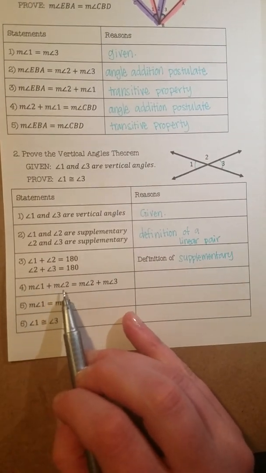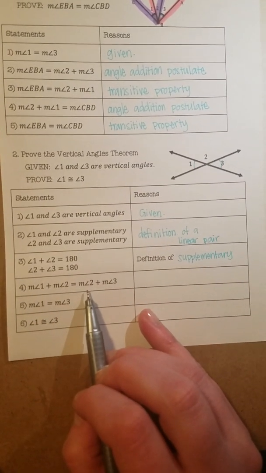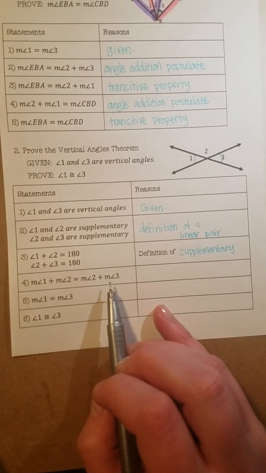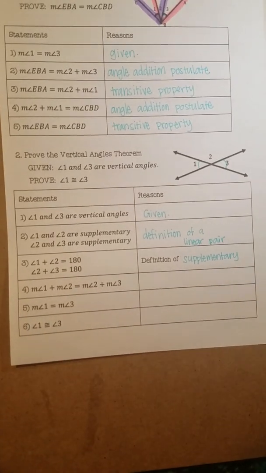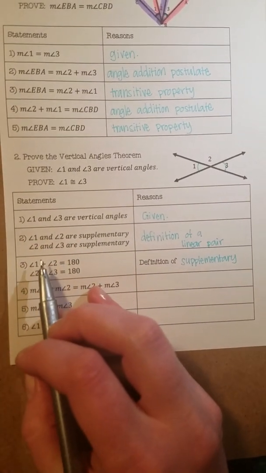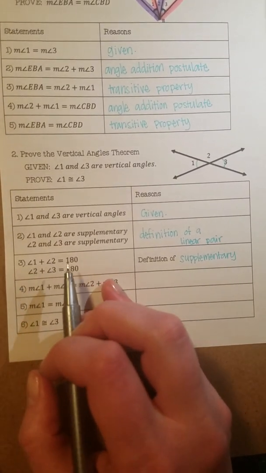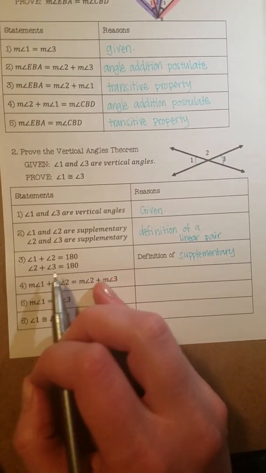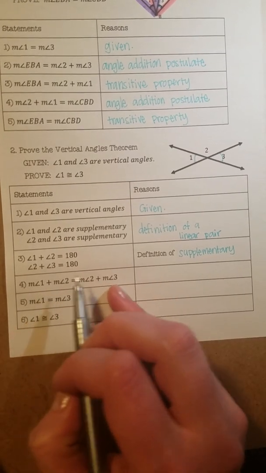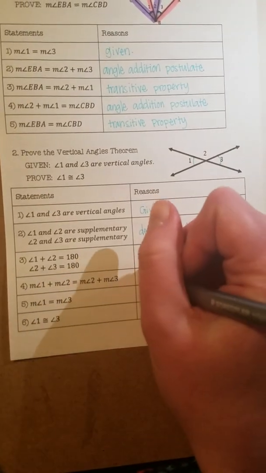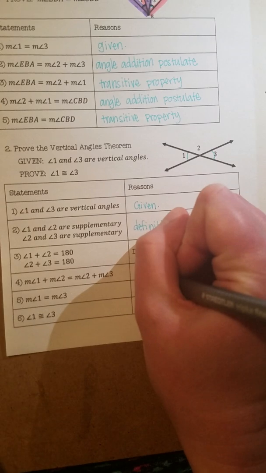Measure of angle 1 plus the measure of angle 2 equals the measure of angle 2 plus the measure of angle 3. We've used this property twice already. If A equals B and B equals C, then A equals C. This is the transitive property.